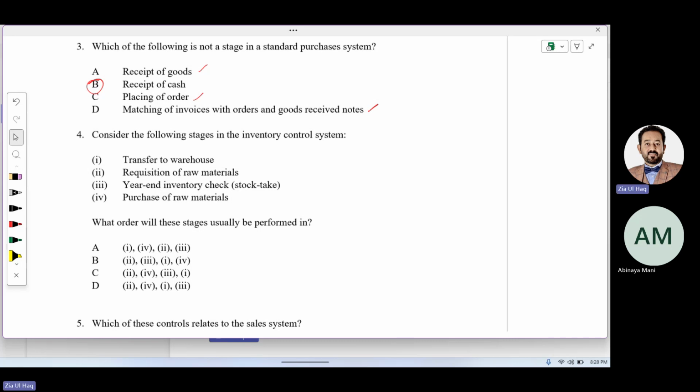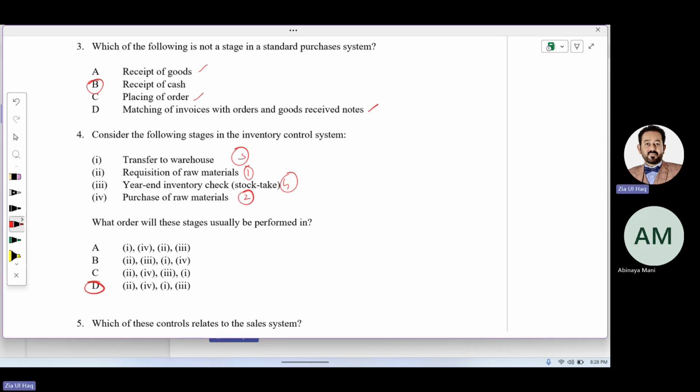Position of the inventory. First, you will issue a requisition. Then, next, you will make a purchase order. And you will transfer to the warehouse, and at year end you will count the inventory. Option C: 2, 4, 3, 1. Option D: 2, 4, 1, 3.